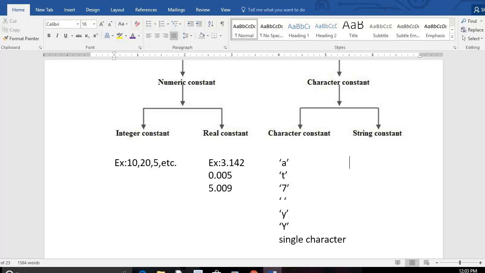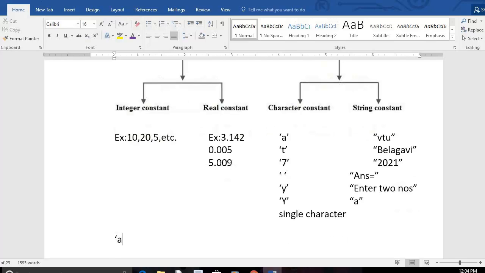A string means what? For example, in double quote VTU, this is a string. In double quote Belgavi, this is a string. In double quote 2021, this is a string constant. In double quote answer equals to, this is a string constant. In double quote enter two numbers, this is a string constant. In double quote a, this is a string constant. That is what the difference.